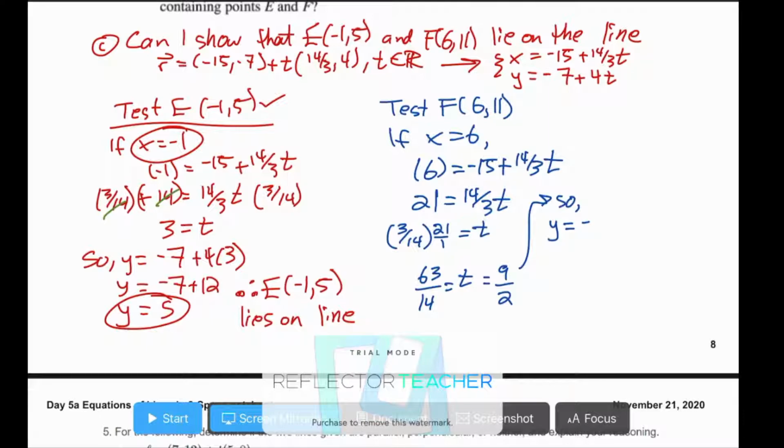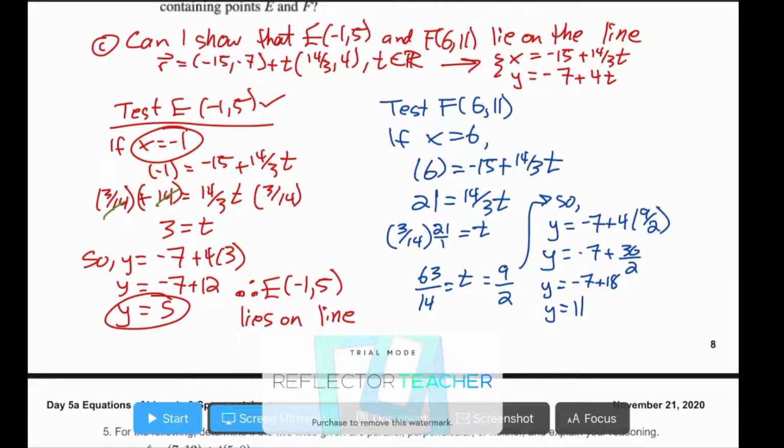So y is -7 plus 4 times t, and we're testing for when t is equal to 9 over 2. So -7 plus 9 times 4 is 36 over 2, or -7 plus 18, or 11. And what value were we looking for? Hey, we were looking for 11. So we saw that when x is equal to 6, we get a t value of 9 over 2. And when we plug 9 over 2 into our parametric equation, we get our y value back out of 11, which is exactly what we were looking for.